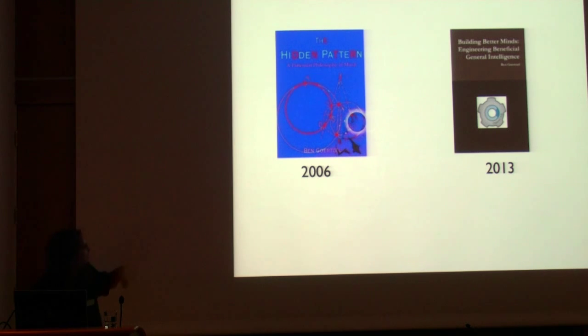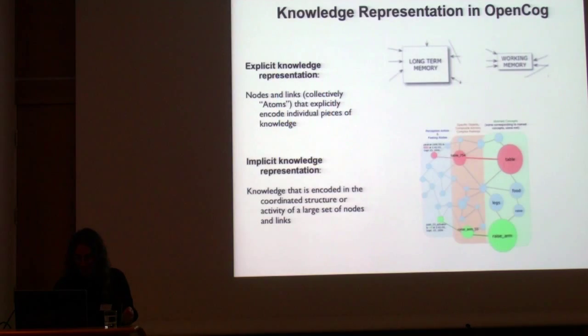Many of these ideas are described in a book I published in 2006 called The Hidden Pattern, which is a more conceptual philosophy of mind type of book. And next year, my 1,000-page, I can't quite call it a magnum opus, except in the literal sense. It's a big book, which is what those words mean in Latin. But my big book describing the OpenCog architecture should come out next year, called Building Better Minds.